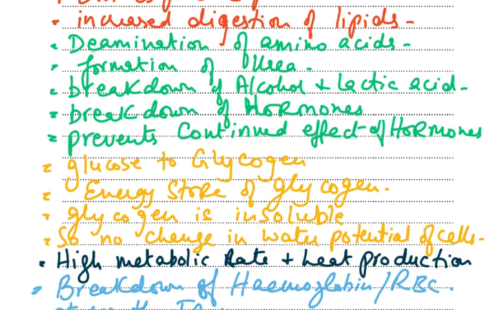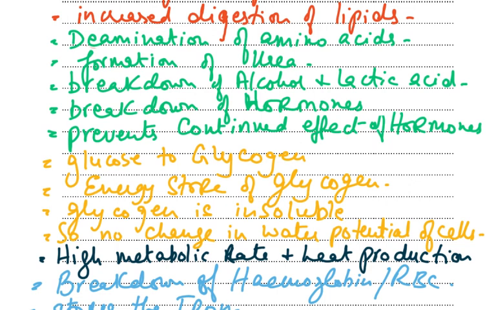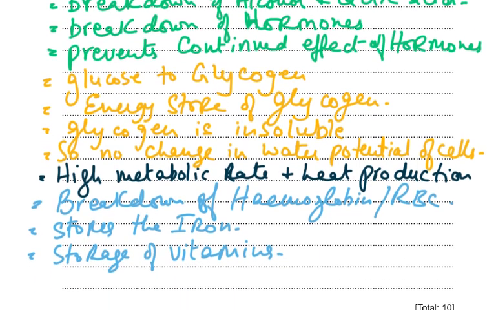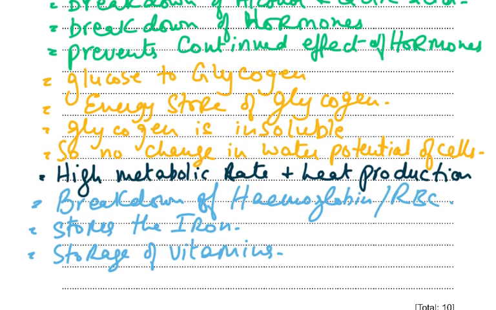Then the glucose is converted to glycogen in the liver, and that is what? Energy stored. The glycogen is an energy store. And then the glycogen is insoluble, so it does not affect the water potential of the cells. Because if you had too much glucose, you've eaten a lot of roti or a lot of rice, and all that is converted to glucose. So too much glucose in the cells would affect the water potential of the cells. So a safe bet is to convert the glucose to glycogen, and this glycogen is insoluble. Then the liver has a very high metabolic rate, and there's a lot of heat production.